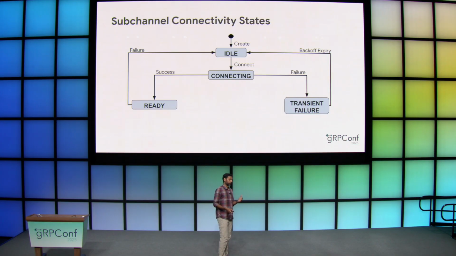Similarly, subchannels in transient failure don't have a working connection to a backend server, so they cannot be used for RPCs. They spend some time backing off, and once the backoff expires, they move back again to idle. At that point, the LB policy can request a connection and it'll move back to connecting. So any request to connect on a subchannel that's not in idle is expected to fail. At the same time, subchannels in any of these states can be closed, at which point they move to shutdown.